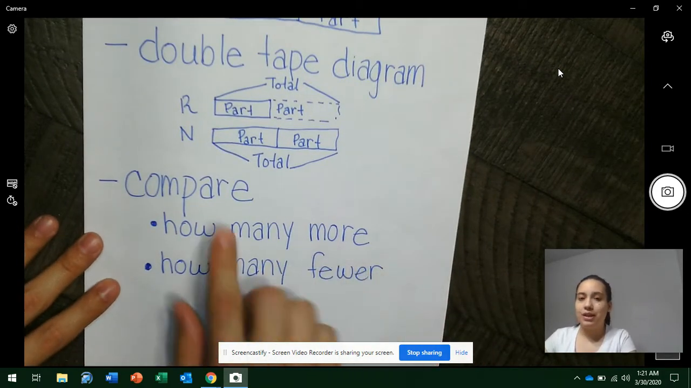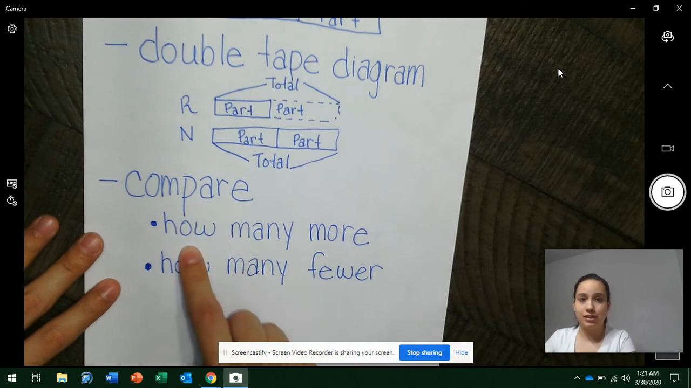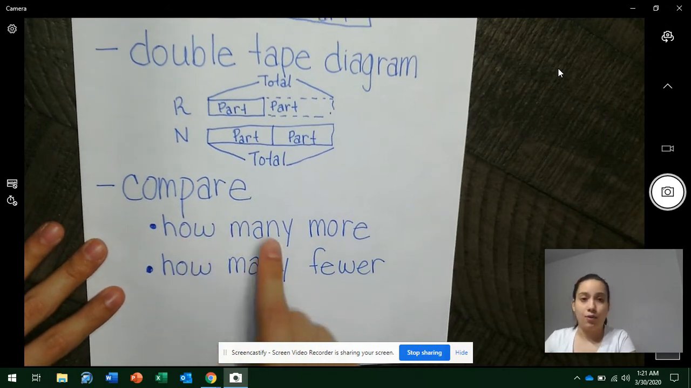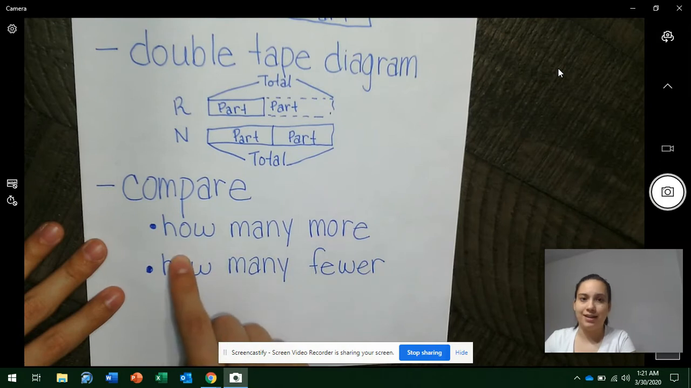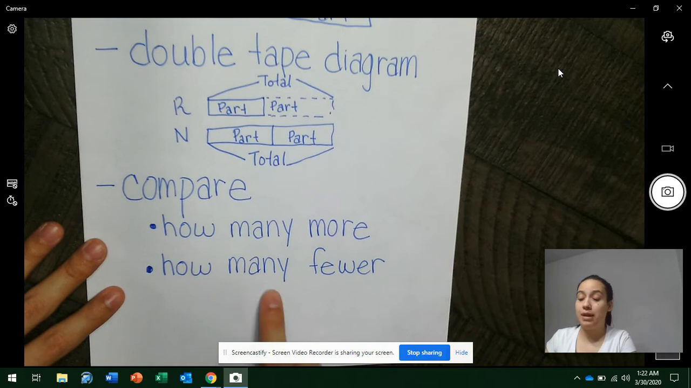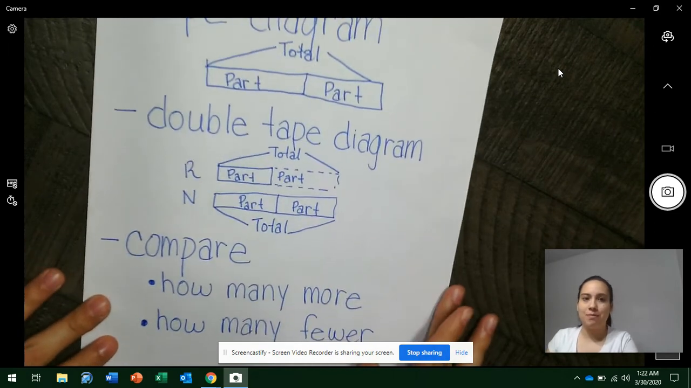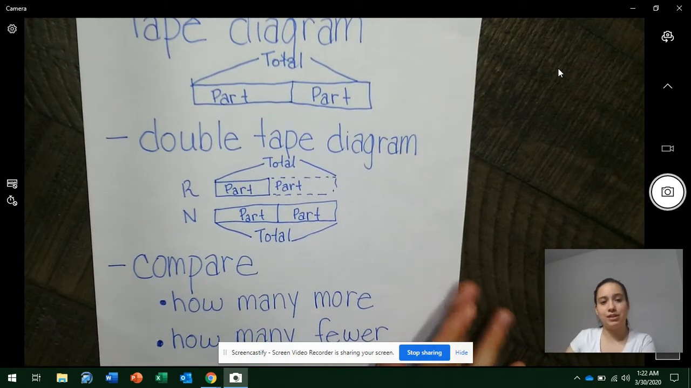And when we compare, we're going to look for keywords. Like how many more? Say it, get ready. Yes, and how many fewer? Say it, get ready. Awesome. So these are the math terms we're going to need to know for today so that we can solve.